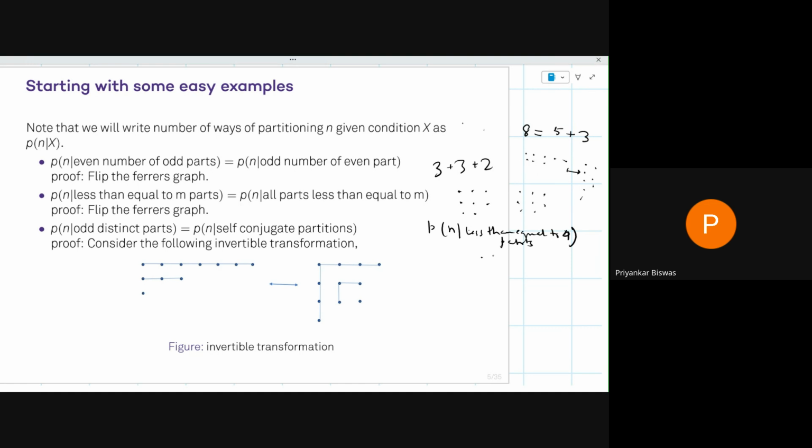So let's take a partition of 7 in this way, with less than or equal to 4 parts. Say the partition is 4 plus 2 plus 1. So the Ferrers graph is like this, and if you flip the Ferrers graph, the partition will be this, where all parts are less than or equal to 4. Is the second one clear?